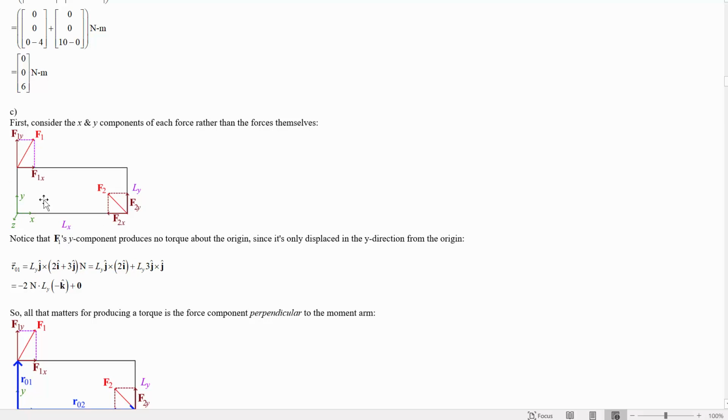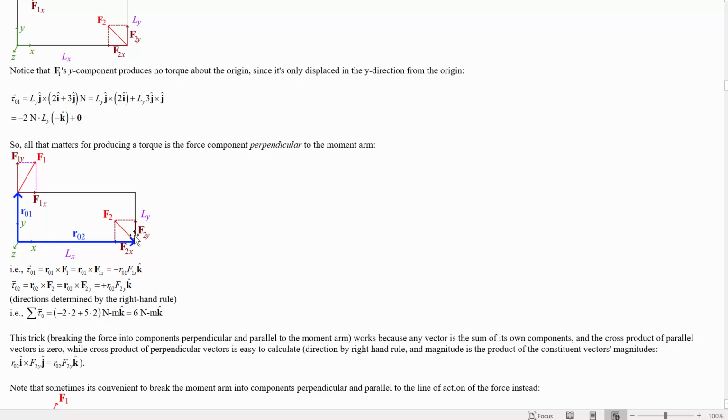So let's see, Ly for that one was 2, right? Times the x component of 2. And we know that that's going to be into the page. So that's where the -4 comes from. And for this one, for F2, we've got our 5 times the y component, which was 2. And that's how you get 10. So this is a much faster way to find out what the torque is in two-dimensional problems like this.